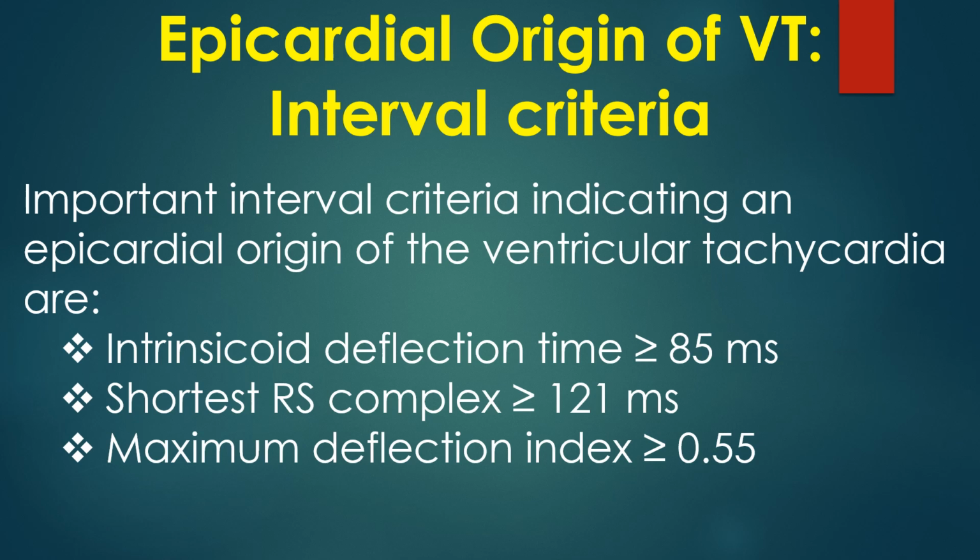Important interval criteria indicating an epicardial origin of the ventricular tachycardia are: 1. Intrinsic heart deflection time more than or equal to 85 milliseconds. 2. Shortest RS complex more than or equal to 121 milliseconds. 3. Maximum deflection index more than or equal to 0.55.